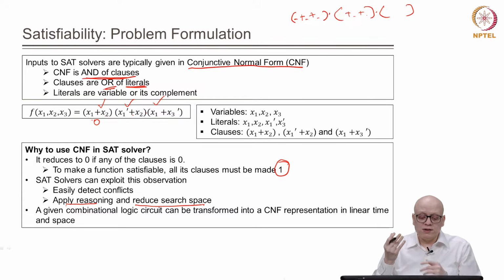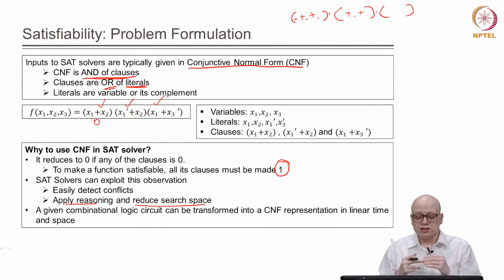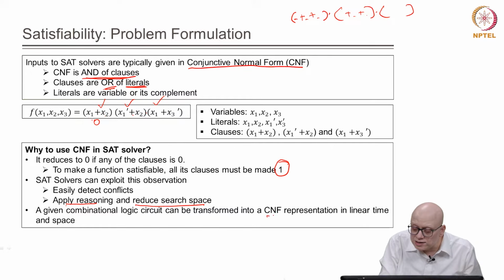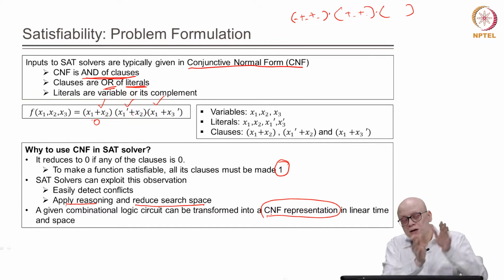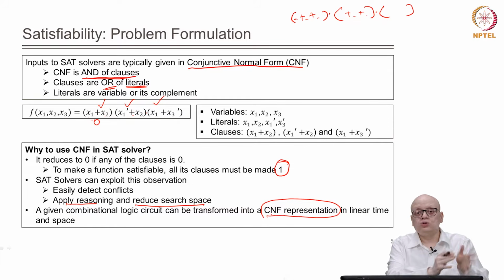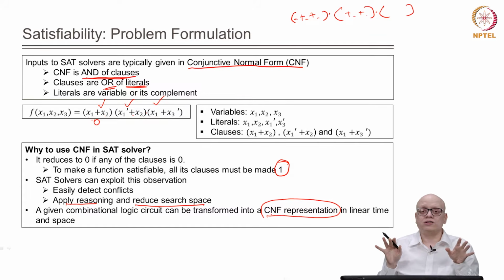Now, if we are given a combinational logic circuit, we can easily transform that combinational logic circuit into a CNF representation in linear time and space. So, there exists an algorithm which can transform a given circuit to a CNF representation in linear time and space, meaning that it can transform it very efficiently.